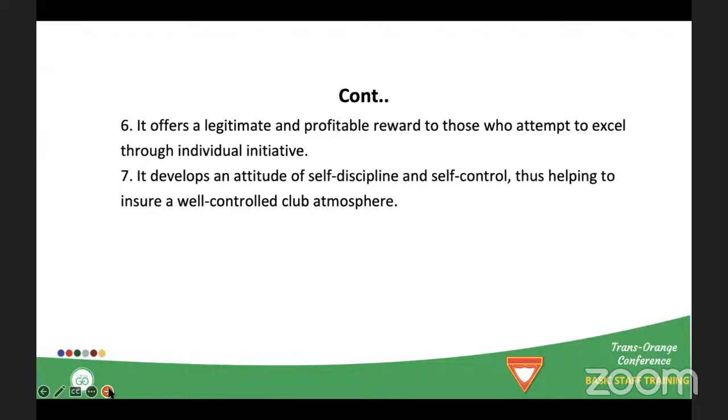It offers a legitimate and profitable reward to those who attempt to excel through individual initiative. It develops an attitude of self-discipline and self-control that helps to ensure a well-controlled club atmosphere. When there is an award, most children also want to get that award, so they will try to practice self-discipline and self-control in order to also get that award. And then we move to the next slide.